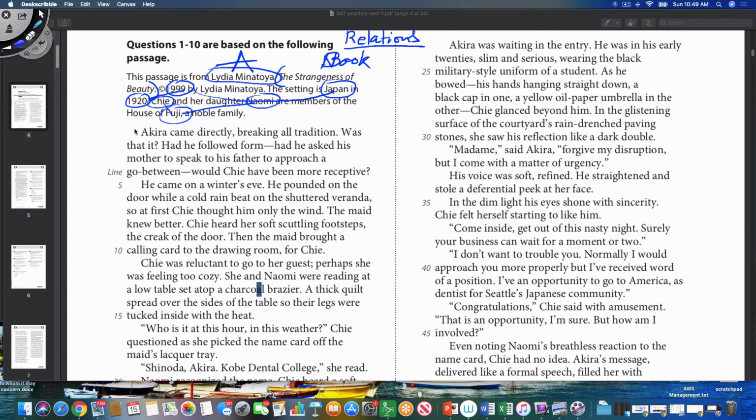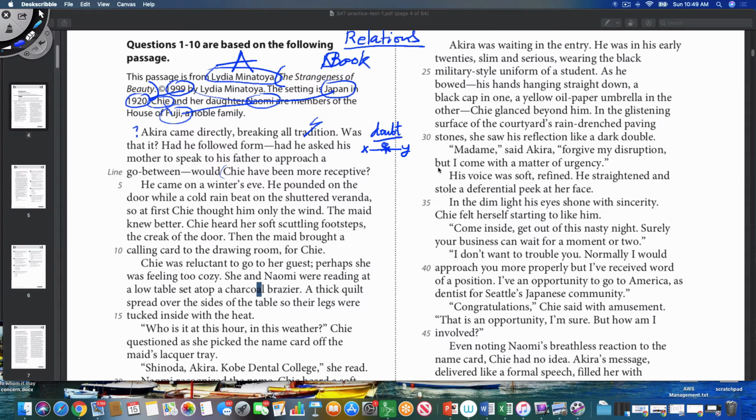Akira, well, this guy is a new guy, so I don't know who Akira is. Akira came directly, breaking all tradition. Okay, so some tradition was broken here. Was that it? Had he followed form? Had he asked his mother to speak to his father to approach a go-between, would Chi have been more receptive? So Chi, I already know who that is. So this guy is having a bit of doubt. And to go from point X to point Y, it looks like he needs somebody as a go-between.